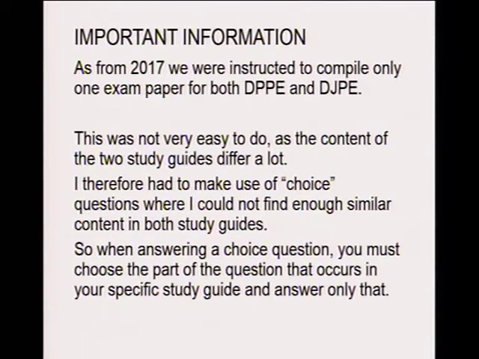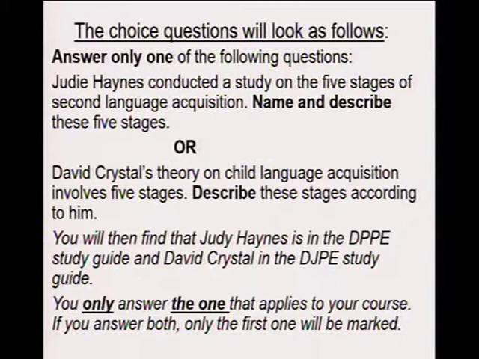Important information. As from 2017, we were instructed to compile only one paper for both pre-primary and junior primary courses. This was not very easy to do as the content of the two study guides differ a lot. I therefore had to make use of choice questions where I could not find enough similar content in both study guides. So when answering a choice question, you must choose the part of the question that occurs in your specific study guide and answer only that.